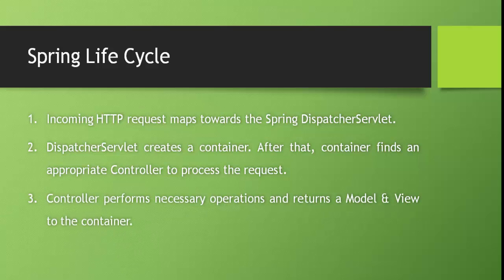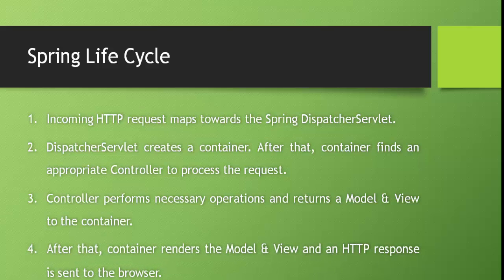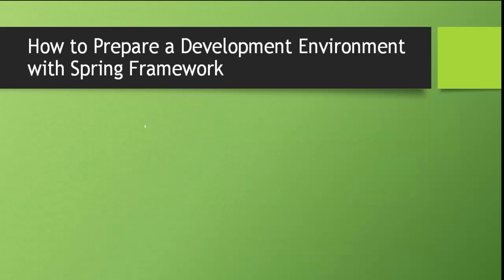Then the response is generated in the form of JSP or any other view format, and then that response is sent to the front controller, which forwards that response to the particular client from which the request came. This is a general work cycle within the Spring architecture.